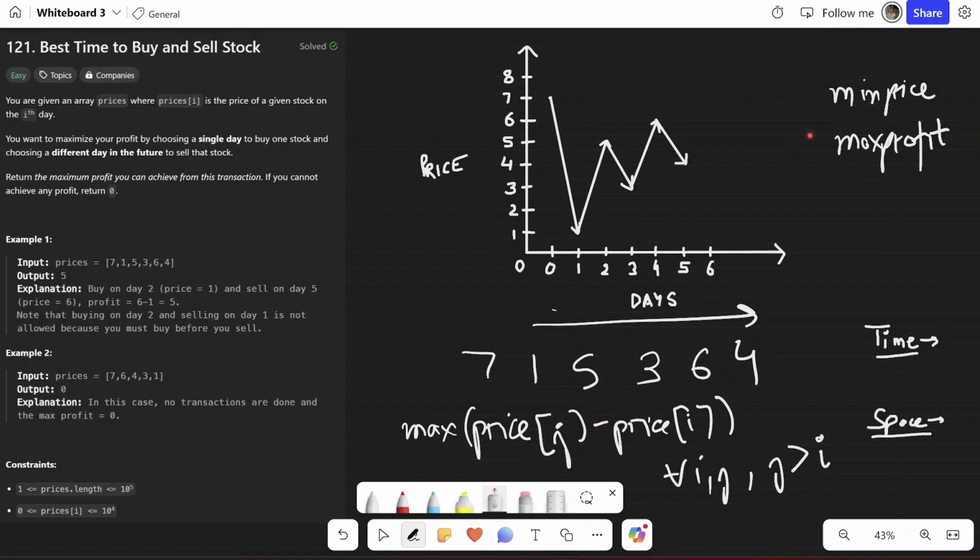Now, what would be the time complexity of this approach? As we are doing only one pass and maintaining two variables, it would be O(n). And space complexity would be O(1).